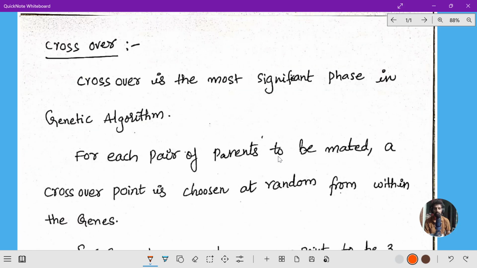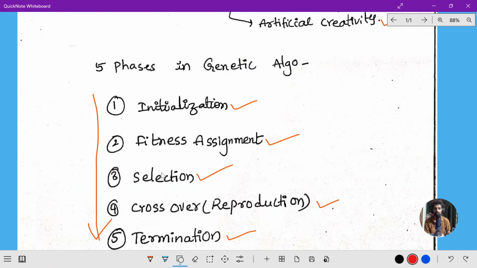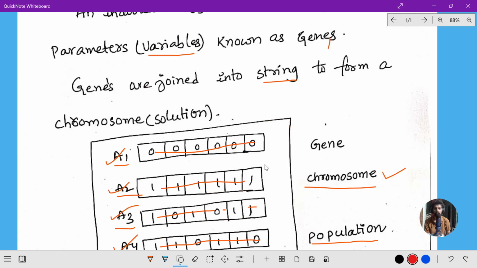So the next one is the crossover. What is the meaning of crossover? Crossover is the most significant phase in the genetic algorithm. Remember, we have 5 steps in total. Out of these, crossover is one of the most important phases of the genetic algorithm. This is also called reproduction.